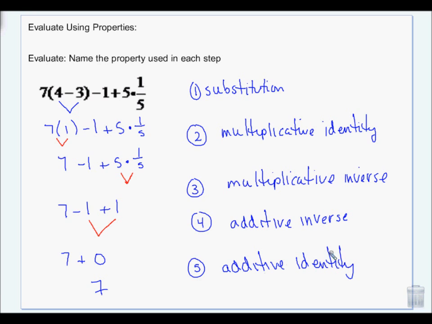Now again, if I had done 7 minus 1 was 6, and then 6 plus 1 was 7, I would have used substitution. Again, I'm not going to expect this though. I don't expect you to do this.